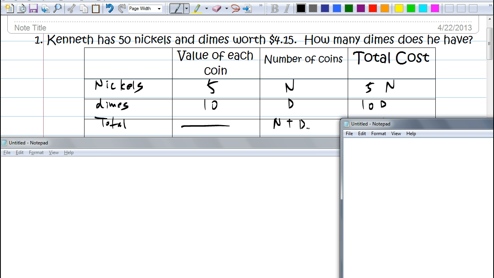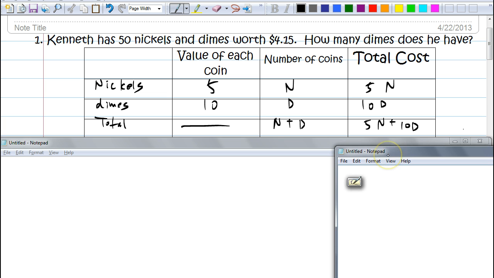Again, what about the total cost? I know it's 415, but here we're just going to write 5N plus 10D. Is that okay? So there you go. As you can see, this table is going to help us come up with the equation. Okay, so go ahead and write down the two equations that you get from this table. It should be pretty straightforward. Go ahead, write it down.